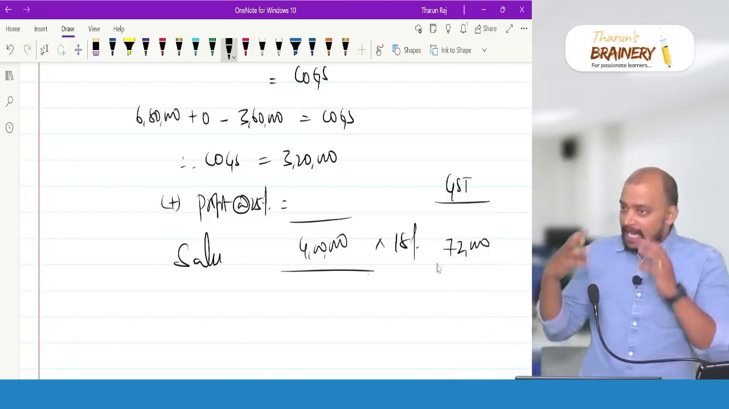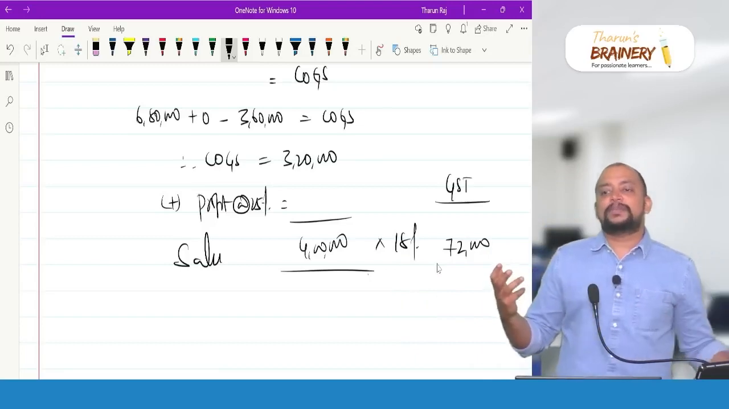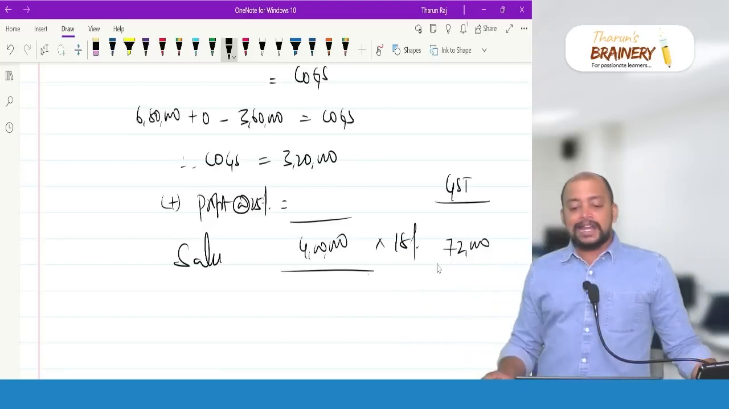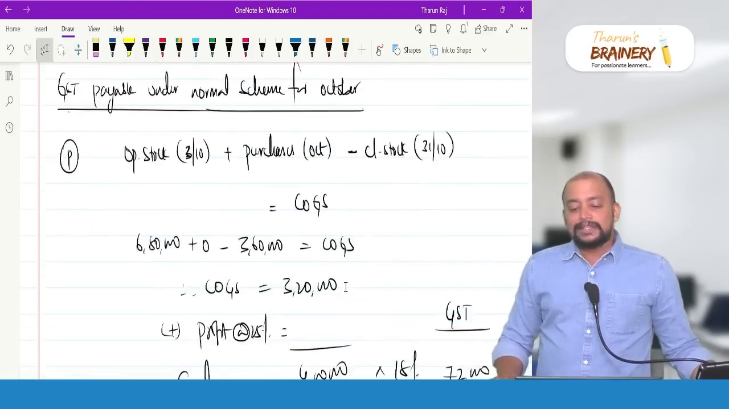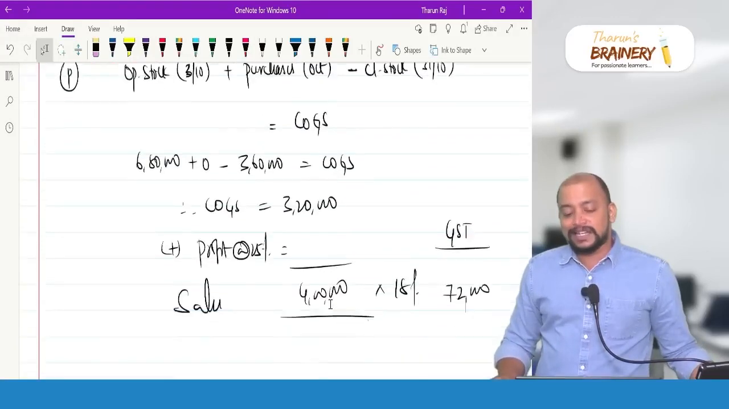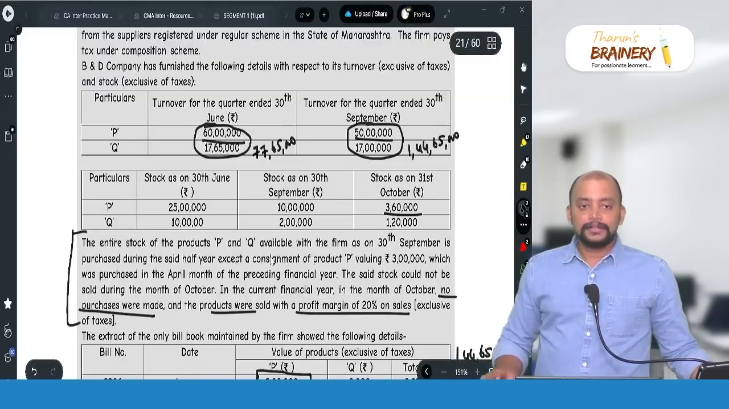So same question, but different computation. One is related to availment of ITC on closing stock. Another is how much GST they need to pay under composition scheme. Then how much they need to pay GST under normal scheme.